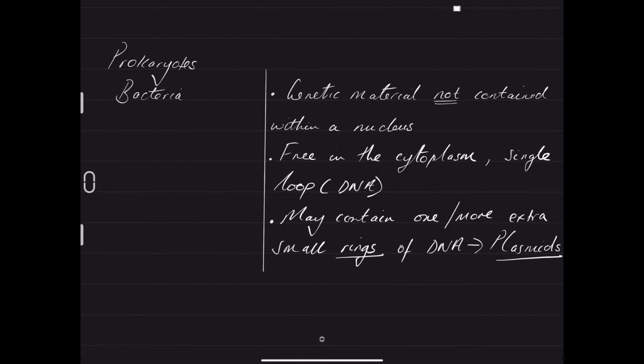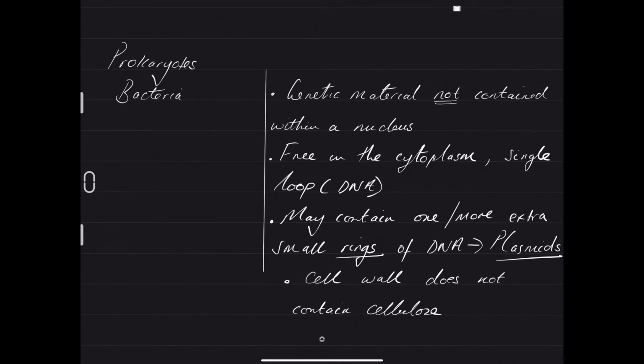Now, the last point, which I want you to put down, is that prokaryotes have cell walls. Right? Now, this is similar to plant cells. However, the distinguishing feature for prokaryotes is that there is no cellulose within the cell wall. So, cell wall does not contain cellulose.